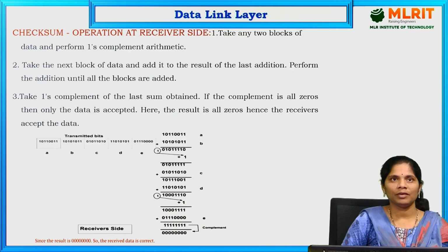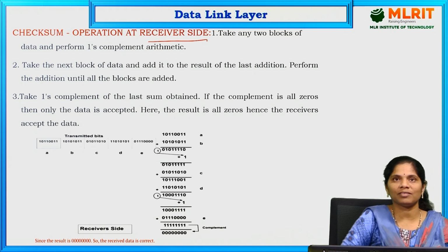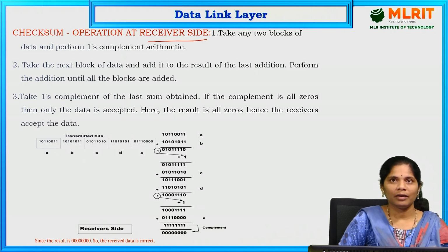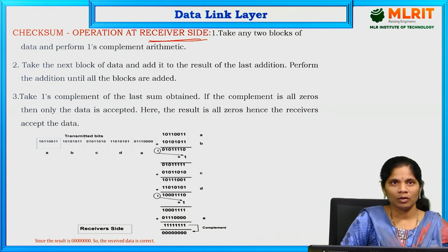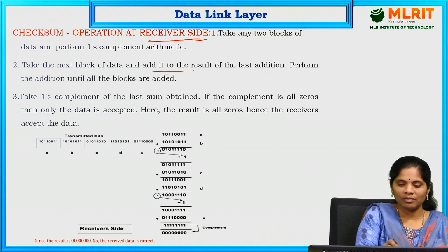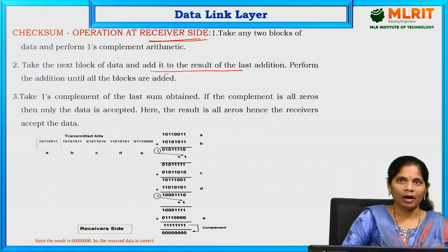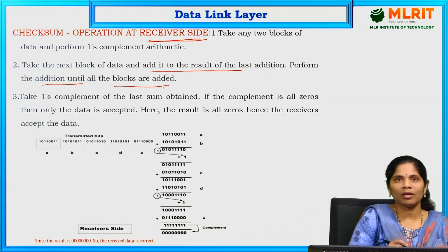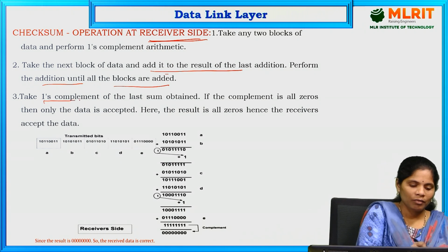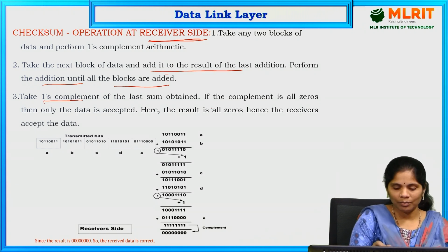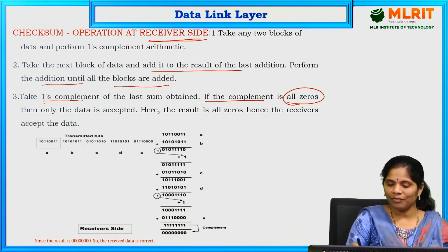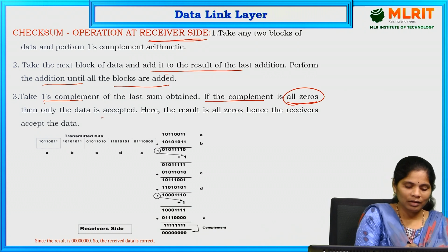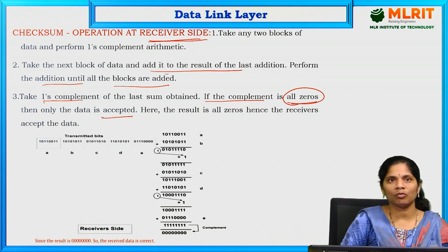Next we have to see the checksum operation at the receiver side, and how the receiver receives the data. Take any 2 blocks of data, the same way we did previously for the sender. We have to do the addition at the receiver side also. So take the next block of data, add it to the result of the last addition, and perform the addition until all blocks are added. Again we have to take the 1's complement of the last sum, and if the complement gives all zeros, we check only this condition: if it is all zeros, then the data is accepted. Otherwise the data is rejected.